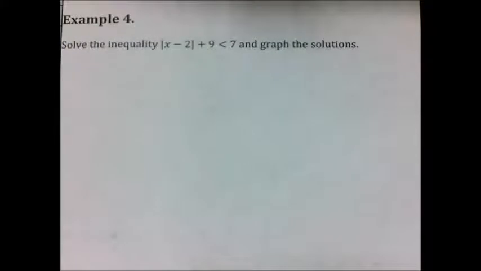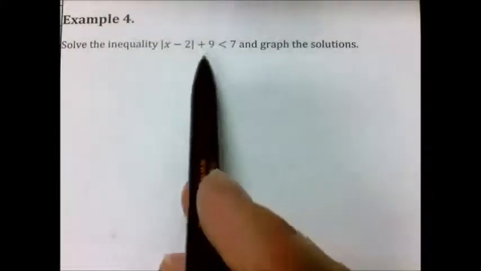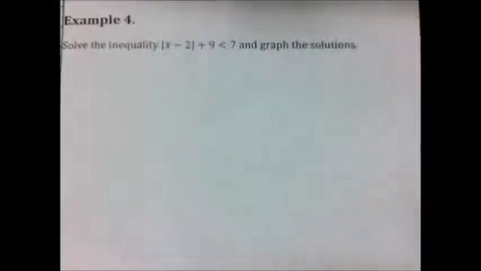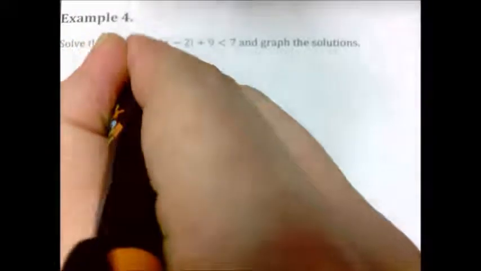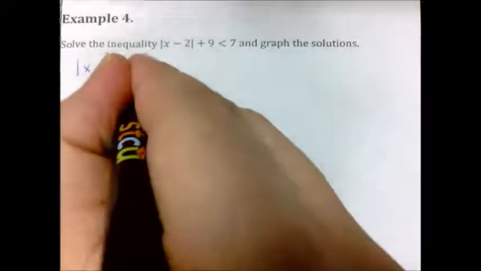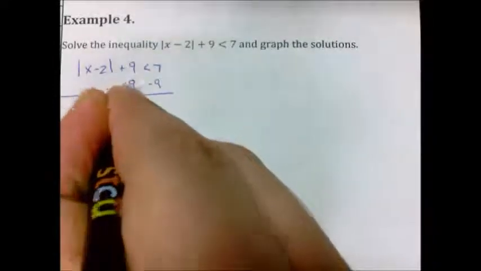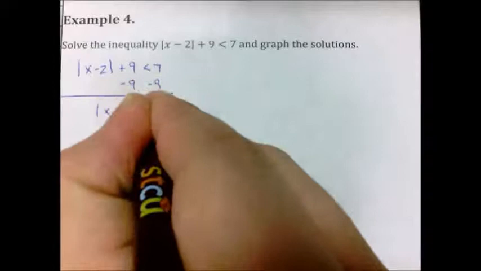All right, example 4 says to solve the inequality. Again, we need to get the absolute value by itself. So let's go ahead and rewrite this. We've got the absolute value of x minus 2, plus 9 is less than 7. Okay, we're going to subtract 9 from both sides. We end up getting the absolute value of x minus 2 is less than -2.